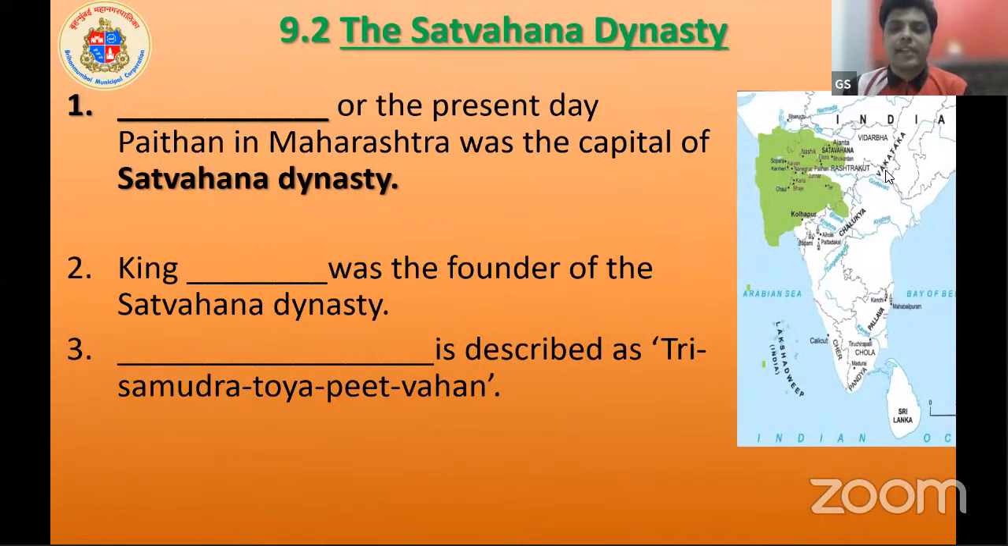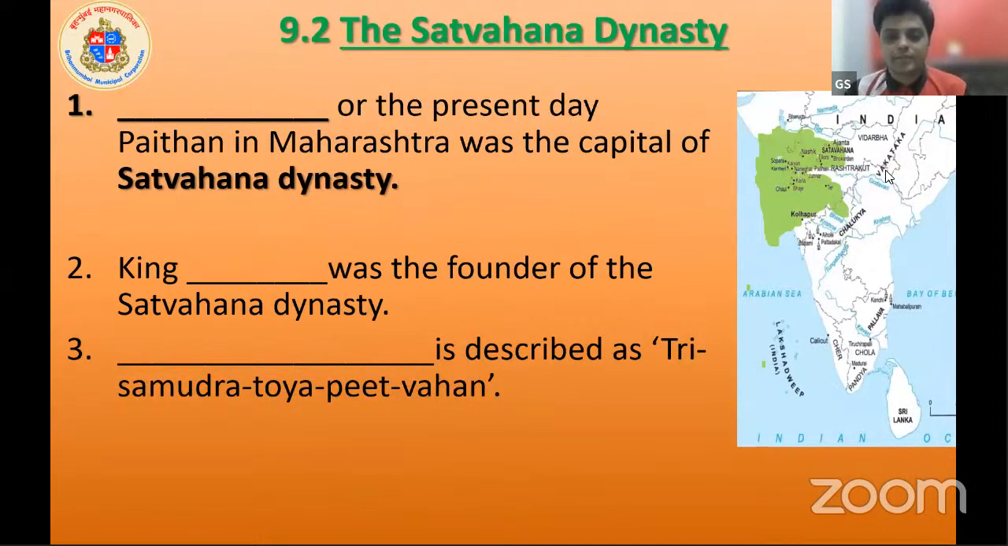The second slide is related to Satvahana dynasty. So the first question, your time starts now. It is the time of 2 minutes. You have to note down the answer in your notebook. Dash or the present day Paitan in Maharashtra was the capital of the Satvahana dynasty. You have to write down the name of the capital. Today that city is known as Paitan, but what was the name of the city during the ancient period?